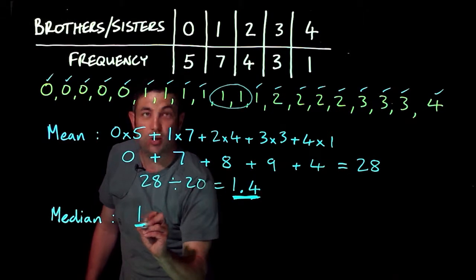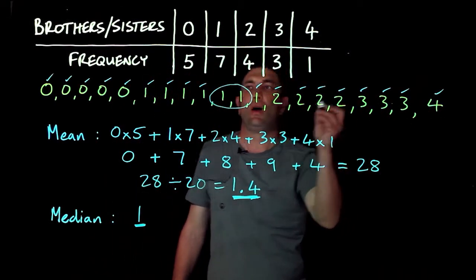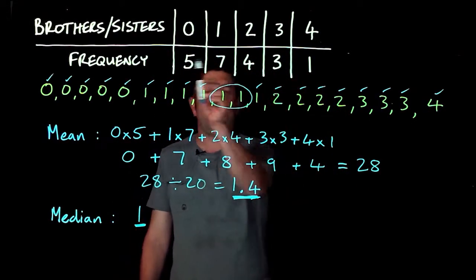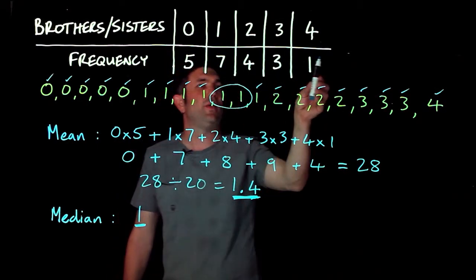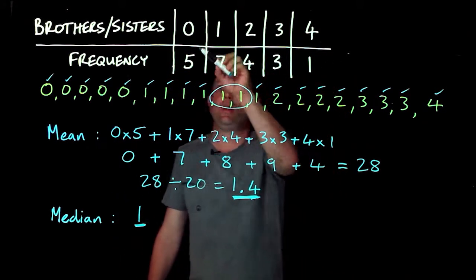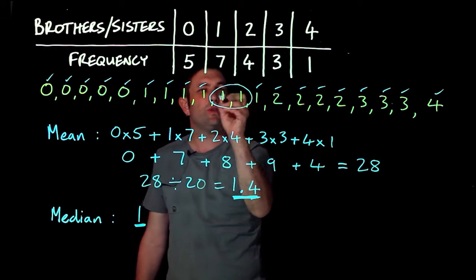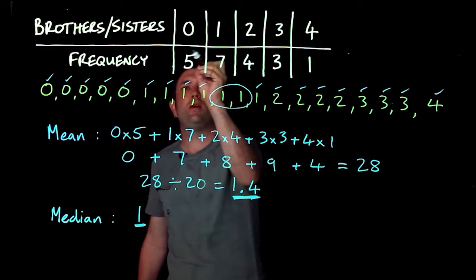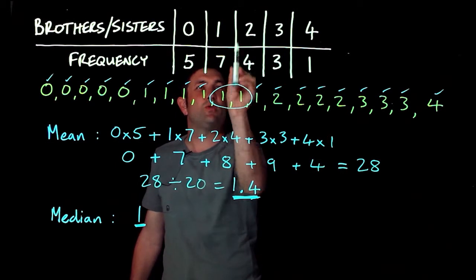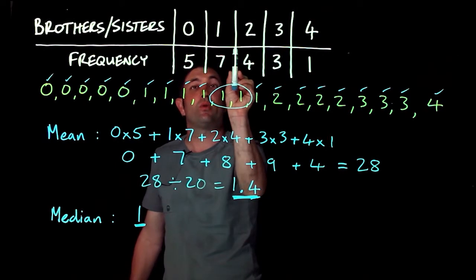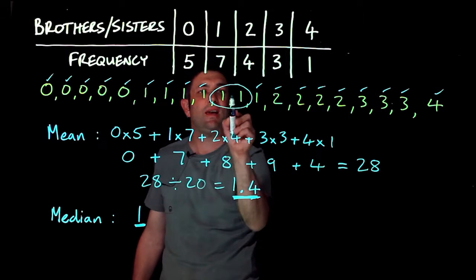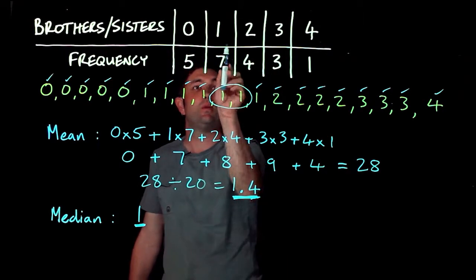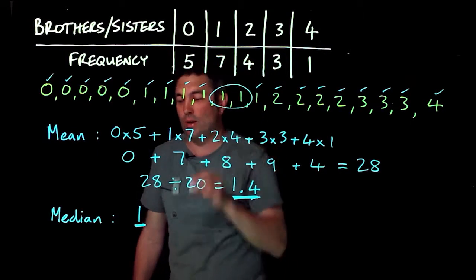Now, you don't have to list them all out, okay? You could count up until you pass halfway in here. So there are 20 in total here, and be careful, it's not the 10th, it's between the 10th and the 11th. So we've got 5, and then up to there is 12. So up to that point, I've got 12 bits of data, but I know the 10.5th bit of data is the one I want, and that is in that group. So there we go, good.